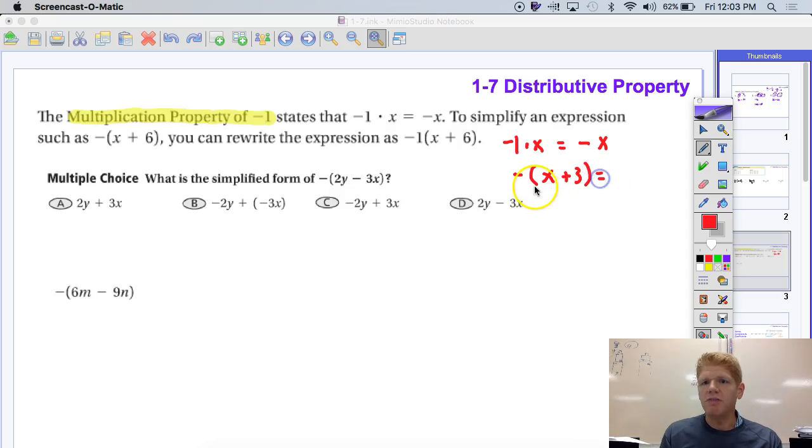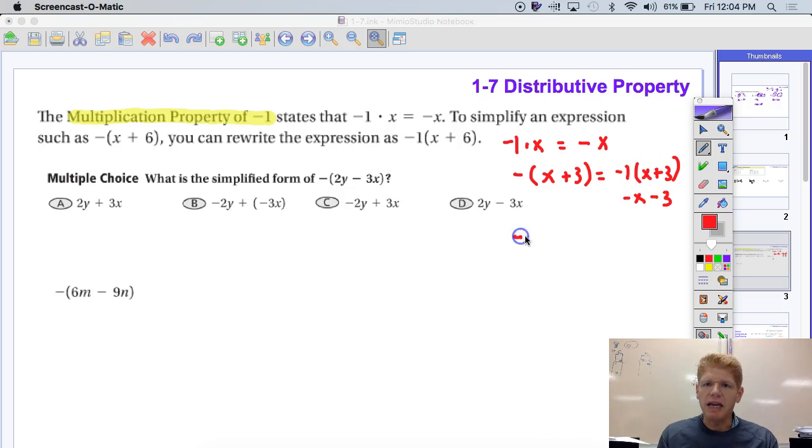And that's going to give me the opposite of both of those terms. So the negative, that's going to be equivalent to negative 1 times (x + 3). And that's going to give me negative 1 times x is negative x. Negative 1 times a positive 3 is going to give me negative 3. So I'll wind up with negative x minus 3. So you notice it's just changing the signs on each one of the terms in the parentheses.